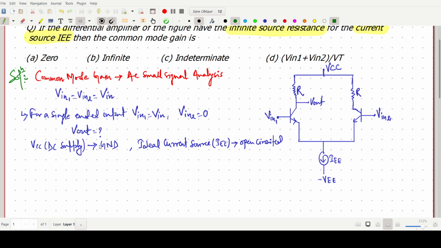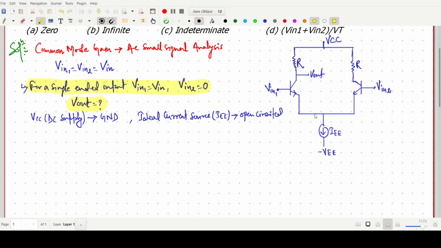Now why are we going for this single-ended input? Because in both cases the input is V in. If we find V output by selecting any one of the inputs, then similarly for the other input, V in 2, keeping V in 1 at 0, that is our superposition principle, we can directly sum the gain. So for this purpose, now we have to draw the AC small signal model for this one.